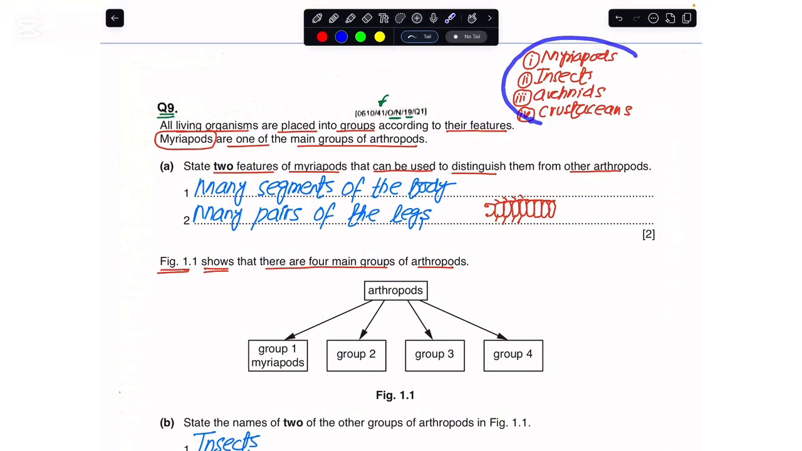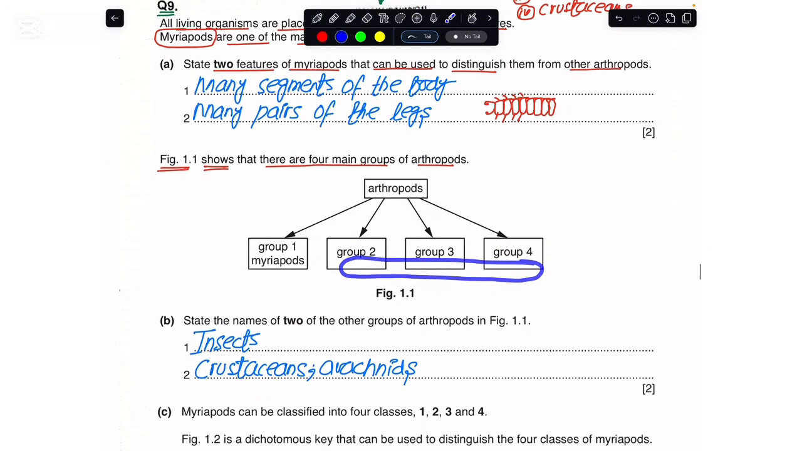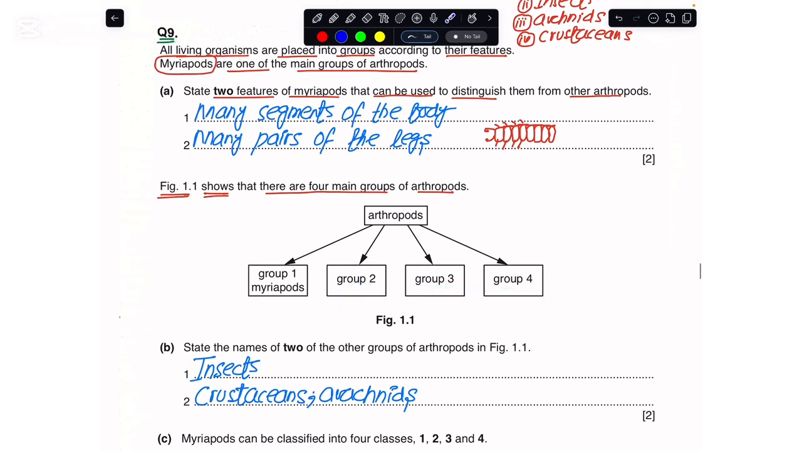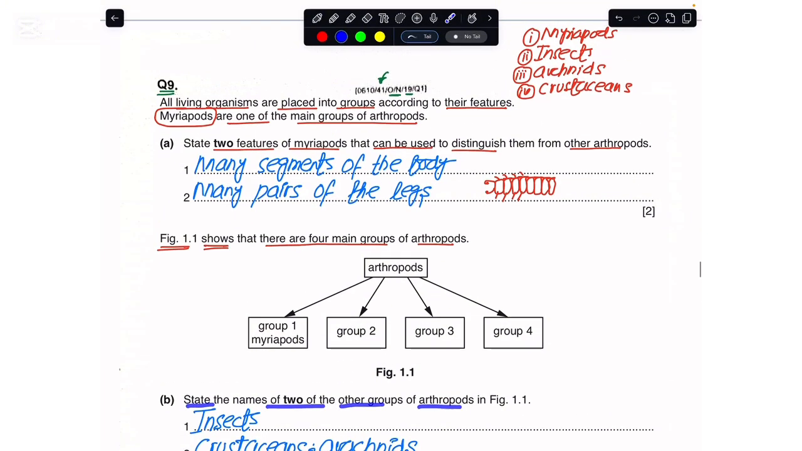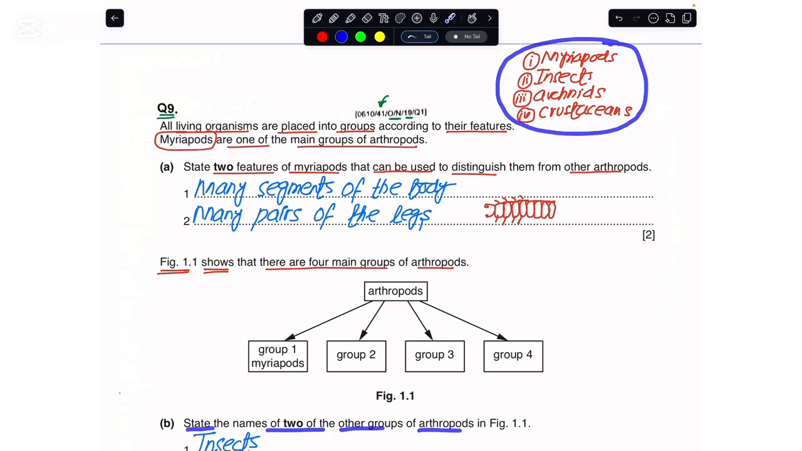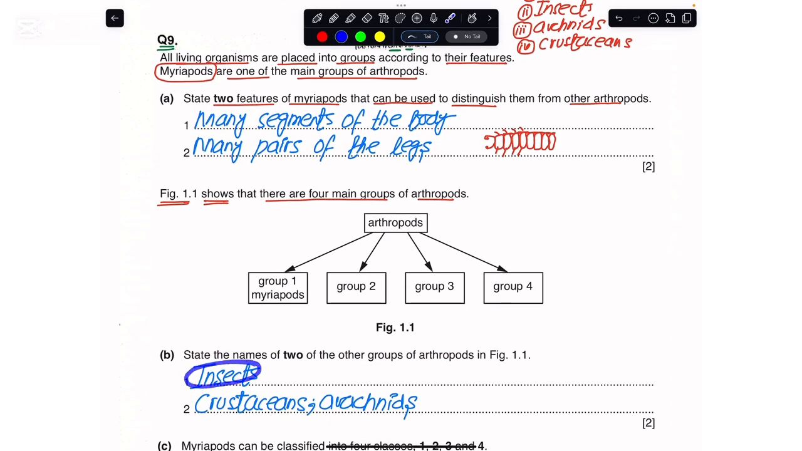So you see, I have already mentioned their names. Here we have the arthropods. They say that here group 1 is myriapods, and they have just written group 2, 3, and 4, and they did not write the names of these groups. And they asked for this B part for 2 marks that you have to give the names of two of the other groups of the arthropods. So out of these four, you have to write any two. I have written insects. You could write crustaceans. If you forget about crustaceans, you could also write arachnids here, and here you would get 2 marks.